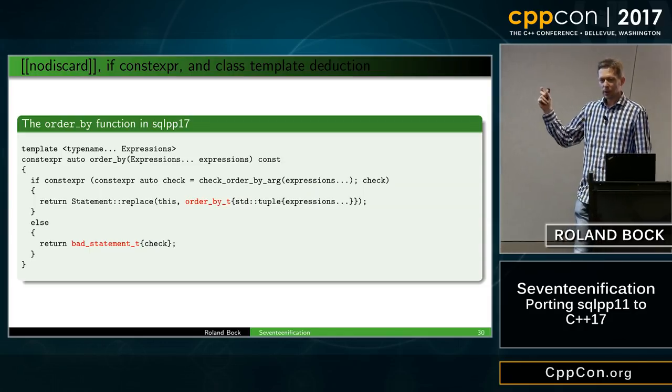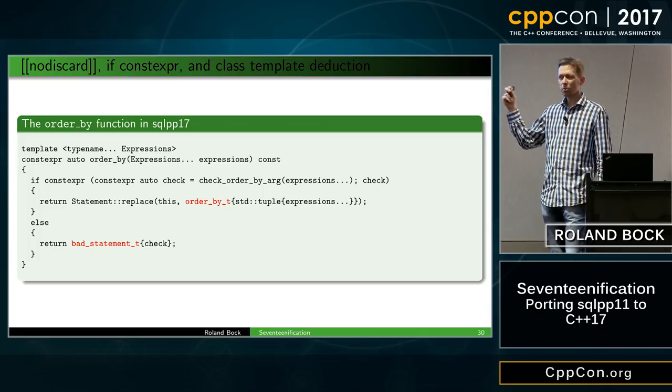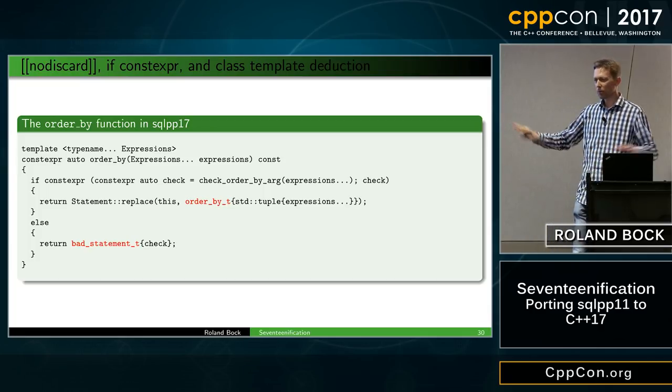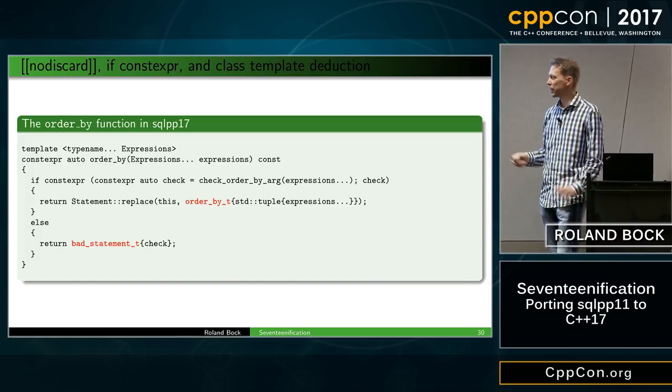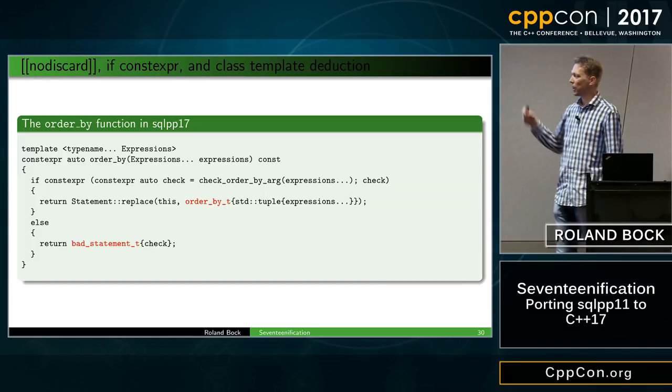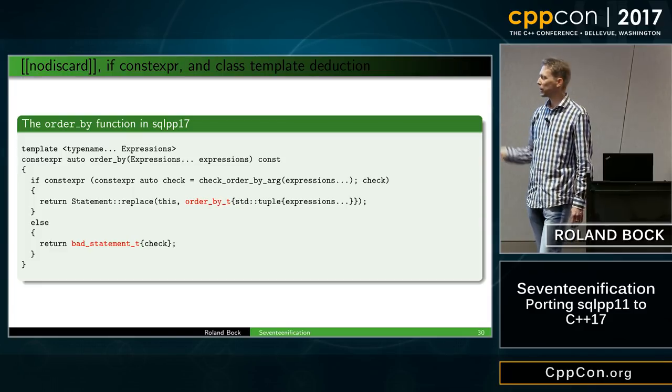So if the primary template doesn't have any constructor, then the compiler won't be able to deduce anything, regardless of what kind of specialization you have and what kind of constructors those have. That doesn't matter. You have to have deduction guides in the primary template or associated with the primary template.